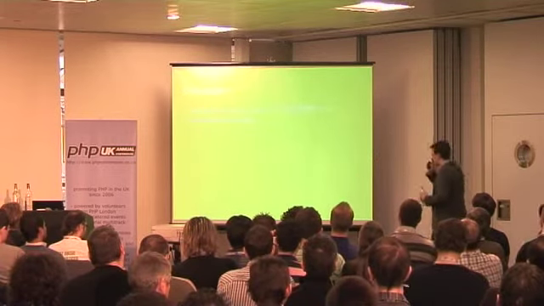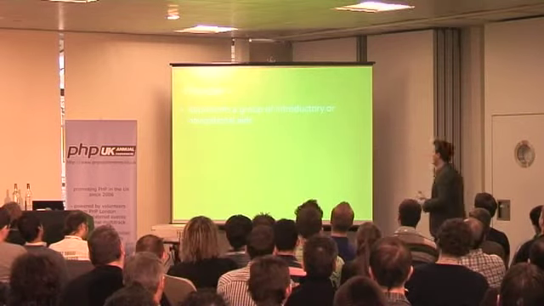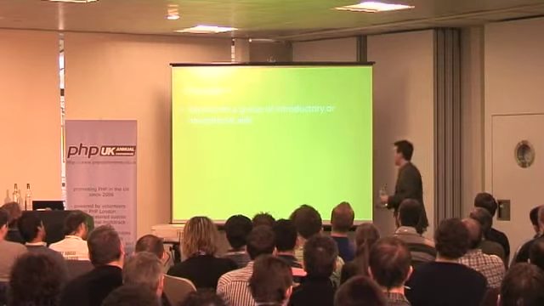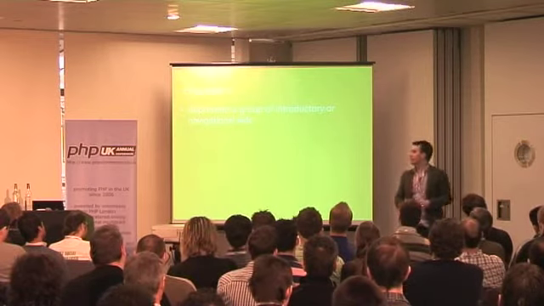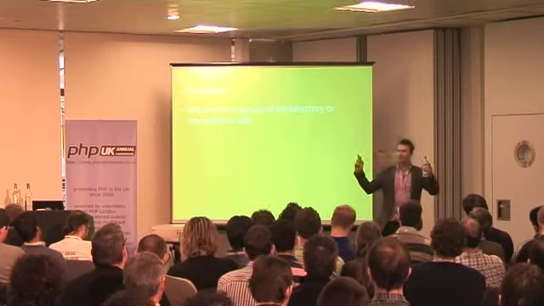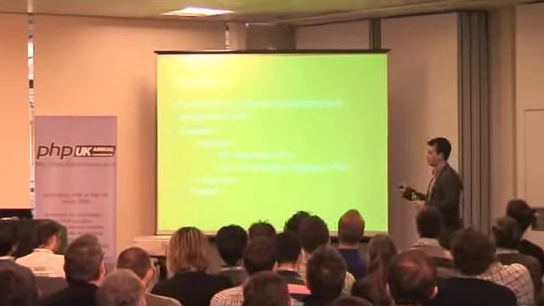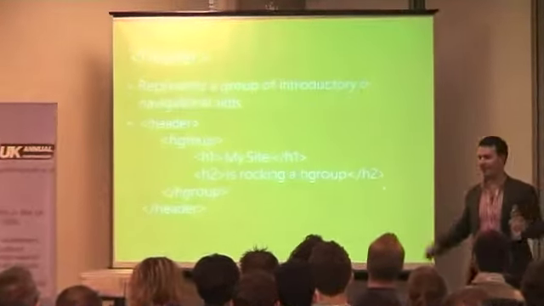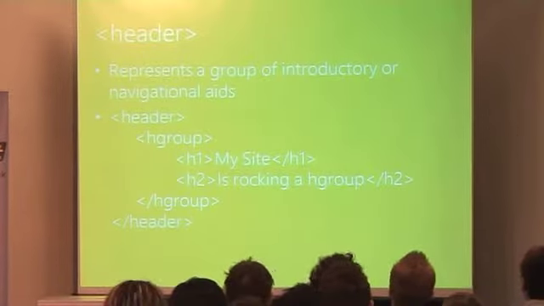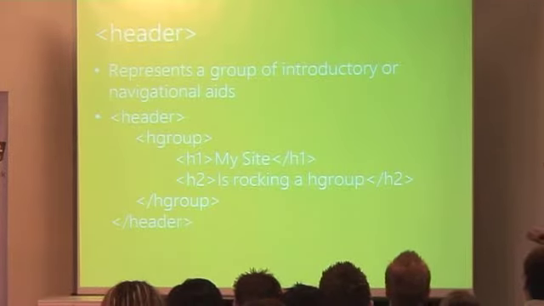So first, let's talk about one of the new tags, which is the header tag. From the specification, it represents a group of introductory or navigational aids. So basically, anything in your document which is navigational, you'd use the nav tag for. And you'd use it in this sort of way. You'd use the header tag, sorry, I've completely lost where I am. You'd use the header tag, and the header tag can contain lots of different things. And in here we have an hgroup, an H1 and an H2, a closing hgroup and a header.